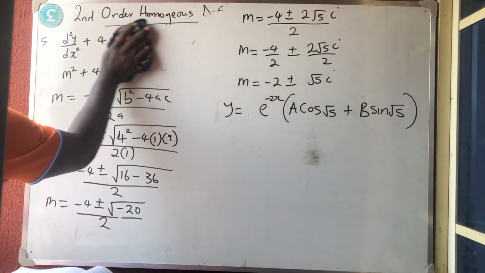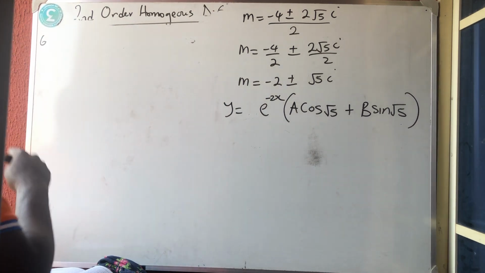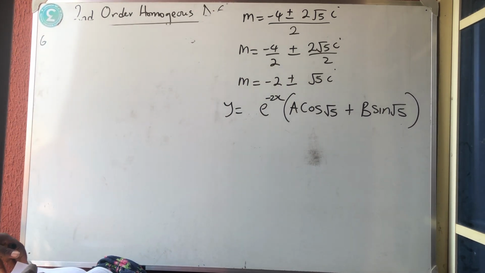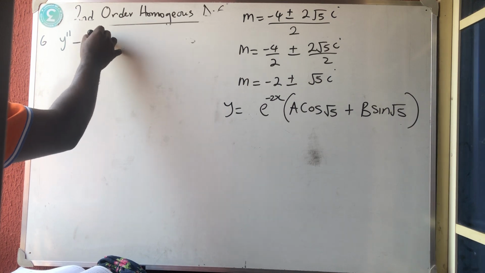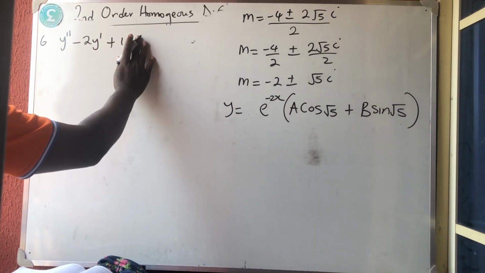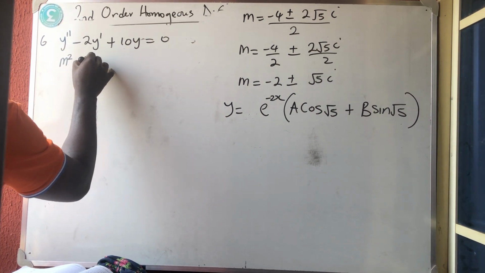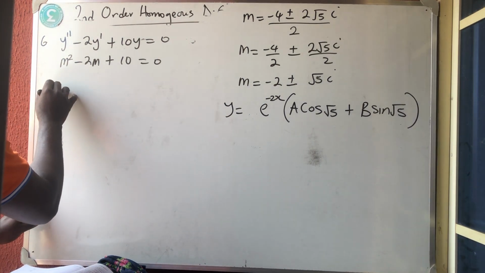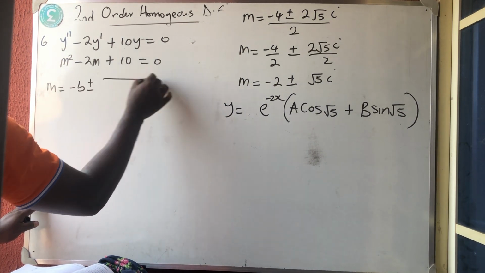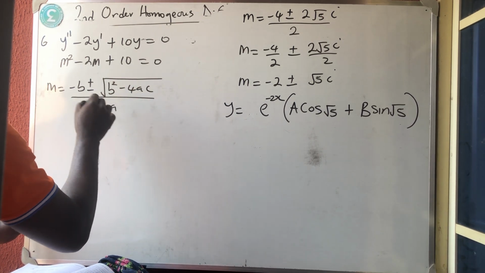So the next one, number 6. Number 6 says y prime prime minus 2y prime plus 10y is equal to 0. So what do we say? m squared minus 2m plus 10 is equal to 0. So this is not factorizable. So I'll say m is equal to minus b plus or minus the square root of b squared minus 4ac, everybody over 2a. This is the quadratic formula.